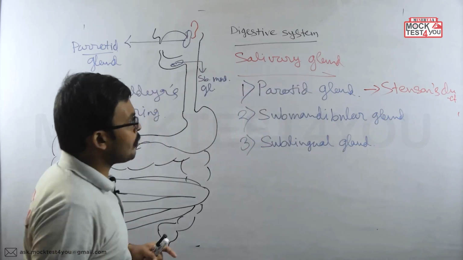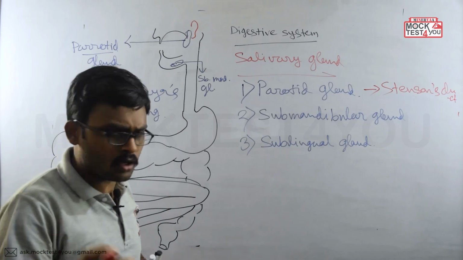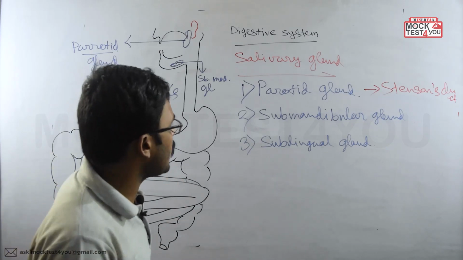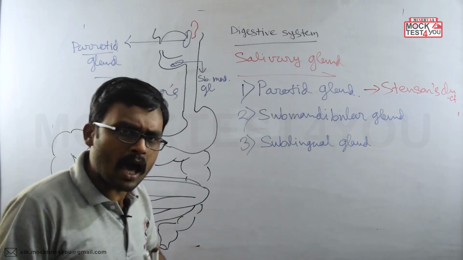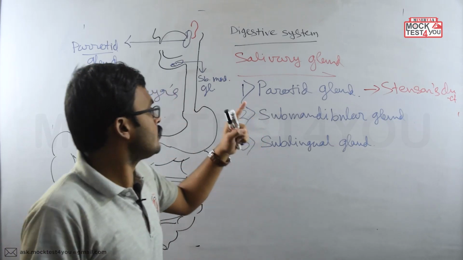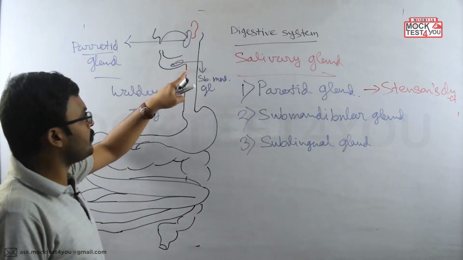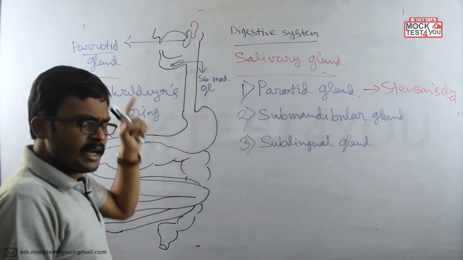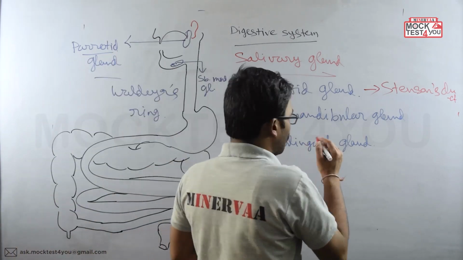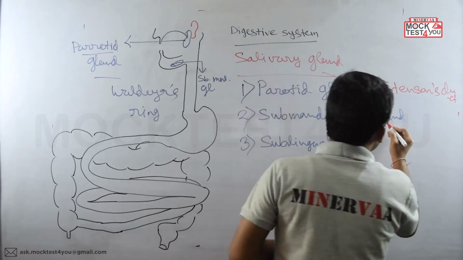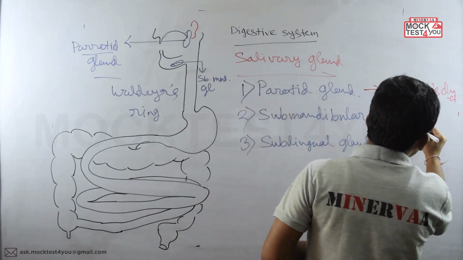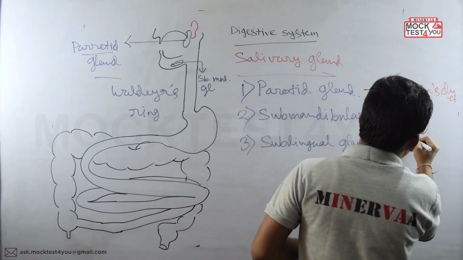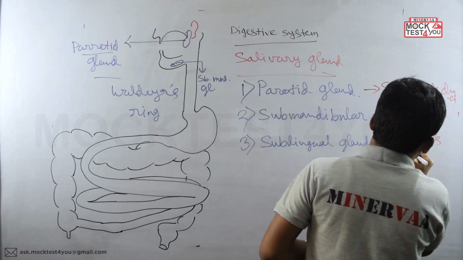Right like that, the submandibular gland also has a duct to secrete its saliva, okay? Now the name of the duct through which the saliva is coming from the submandibular gland into the oral cavity, that is what? The name of that duct is Wharton's duct. Wharton's duct.